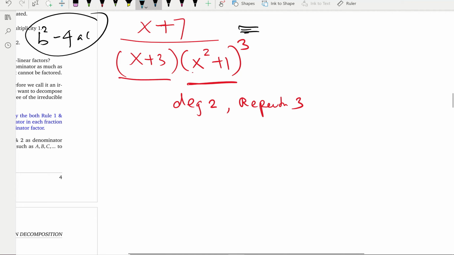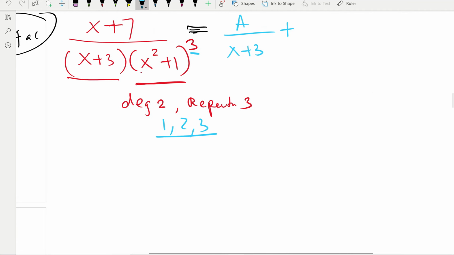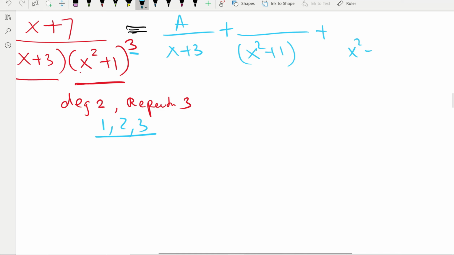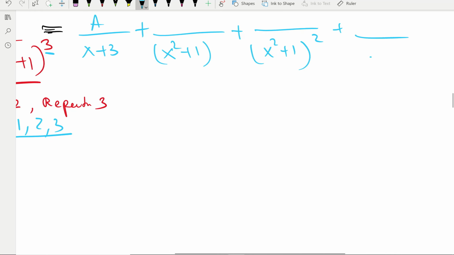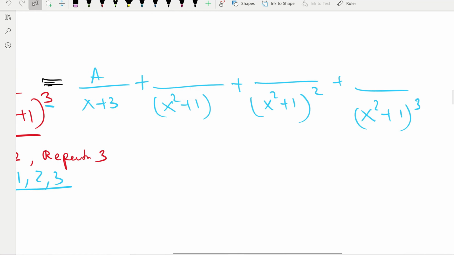So for x plus 3, we will have a fraction A over x plus 3. Now, multiplicity is 3, so count up to 3: 1, 2, 3. For each number, you take the power of x squared plus 1. So we have x squared plus 1 to the power 1, plus x squared plus 1 to the power 2, plus x squared plus 1 to the power 3, right? Just like we learned in the previous video.